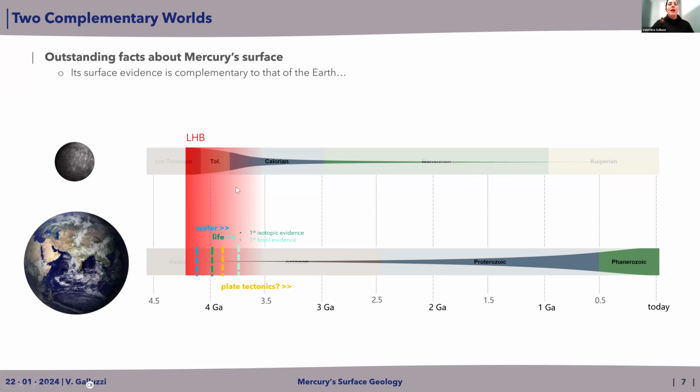So this red area represents the late heavy bombardment evolution. What we look at when we look at the surface of Mercury, we see much of what happened in the early period of the late heavy bombardment. And why is it important to study Mercury? Because it provides a window to the early formation of the planets of the solar system.